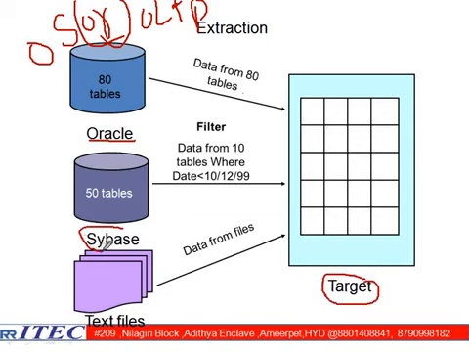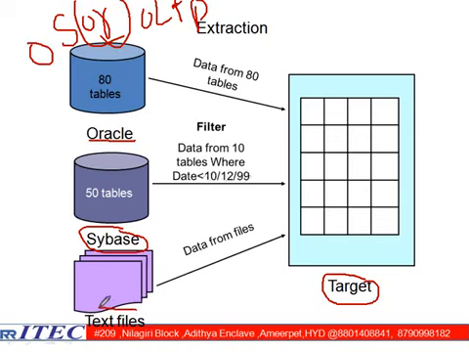In some cases this is a Sybase. Sybase is the operational system. From here I am pulling data from only 10 tables. I have 50 tables here, but I am not taking all 50. I want only 10 tables, where the condition also is that the date should be less than 10-12-1999. Like that I am putting a filter.